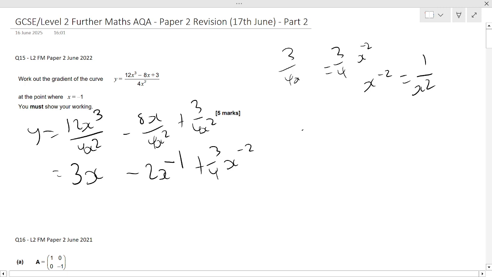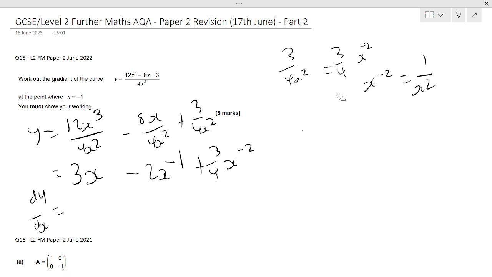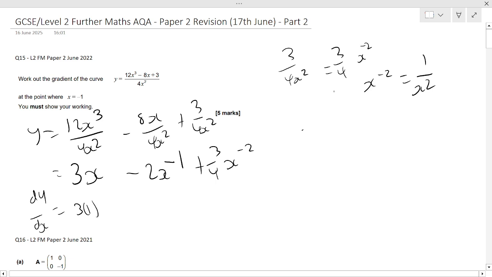Okay, I'm going to leave that there. Now it does look like a polynomial. I know we've got some minus powers, but we can apply the same principle. If we differentiate, dy/dx: 3x to the 1, times by the power 1 gives you 3, and then you knock 1 off, so x to the 0, which is 1, so 3 times 1 is just 3. Then minus 2x to the minus 1. So let's do it separately.